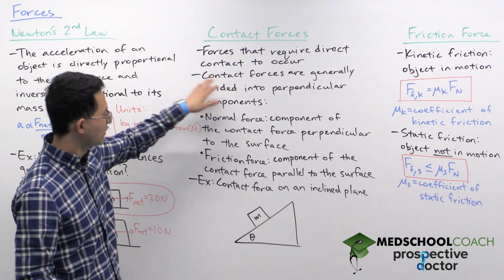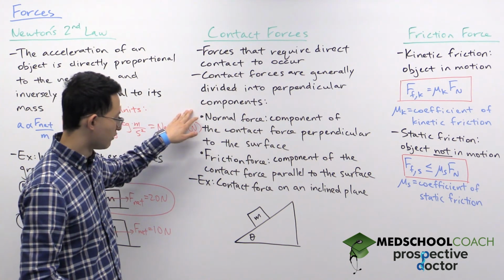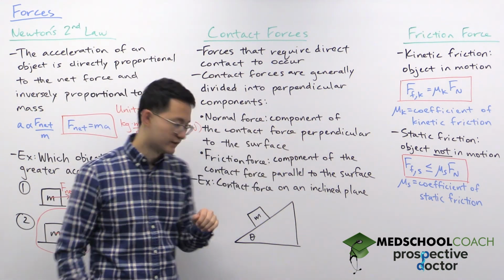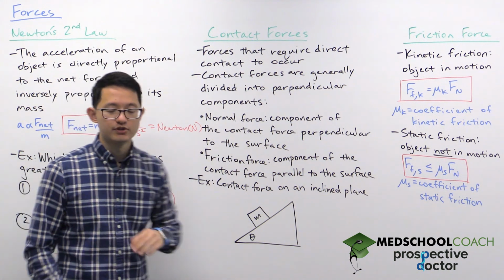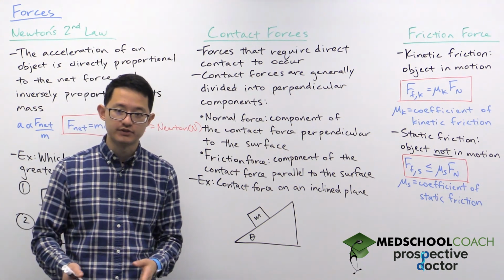Here, when you're dividing the contact force into different components, the different components are the normal force, which is the component of the contact force perpendicular to the surface, and the friction force, which is the component of the contact force parallel to the surface.